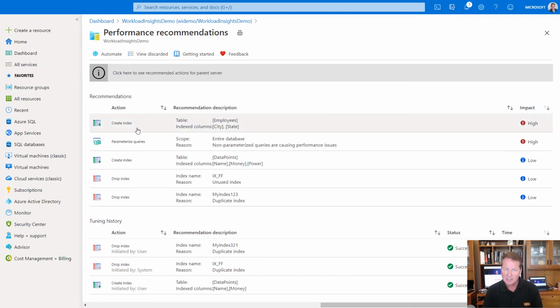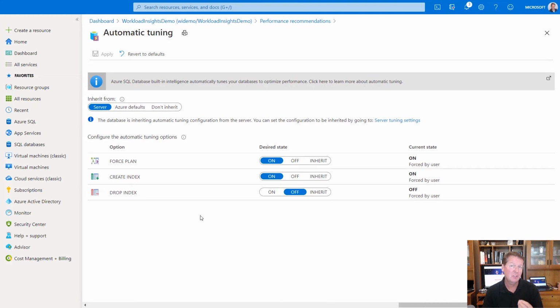We're either suggesting indexes to create or indexes to drop, and we'll show you the impact of those operations. And if you like our recommendations, you can automate these operations by declaratively choosing at the server level or database level whether you'd like indexes to be created automatically and/or dropped automatically. Automatic tuning for indexes, using machine learning with Query Store and DMV telemetry to make your application run faster.